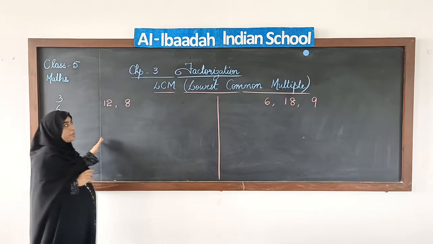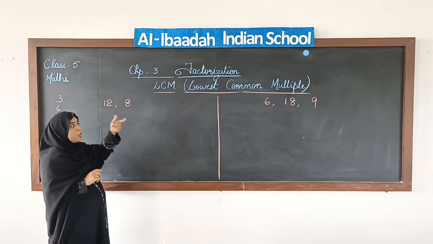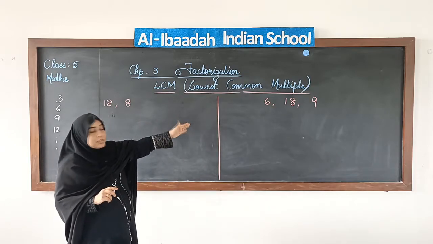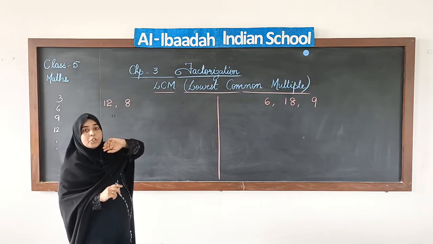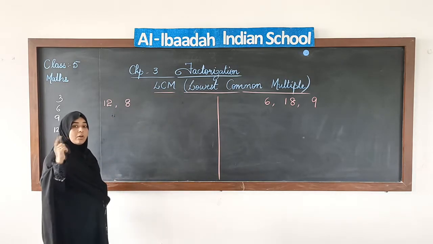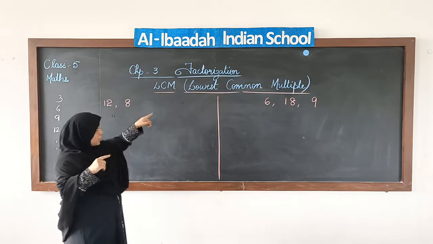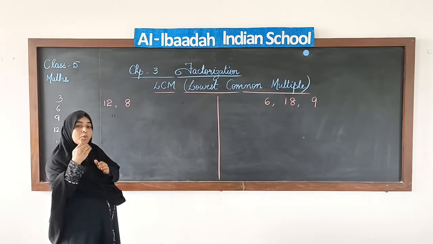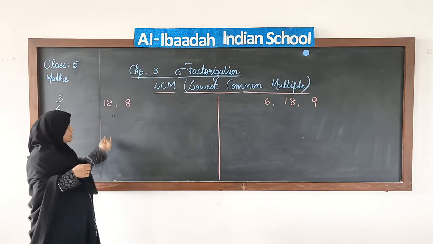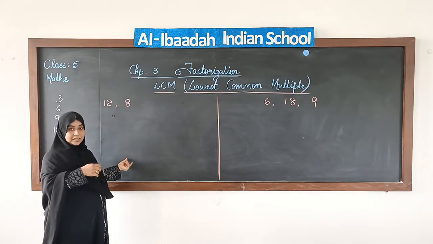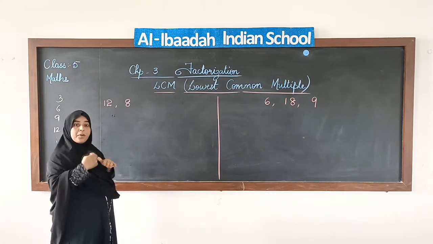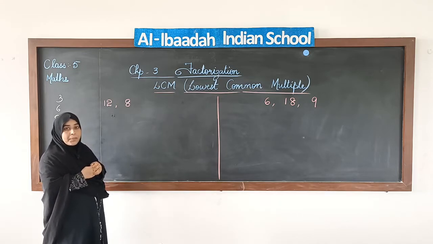Now what we have to do is take 2 or more numbers. Here I have taken 2 numbers and in the next part you can see I have taken 3 numbers. We are going to find the common multiples and the lowest common multiple for these numbers, like the multiples of 12 and the multiples of 8, and we will see which is the common multiple, and among them which is the lowest common multiple.